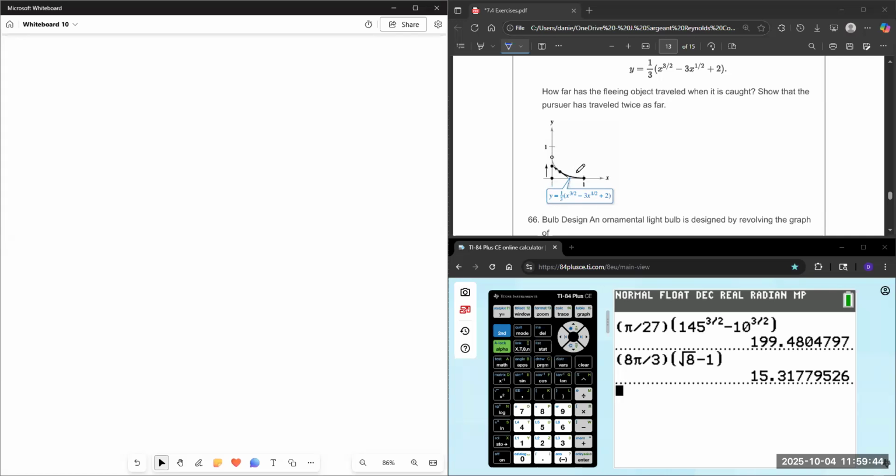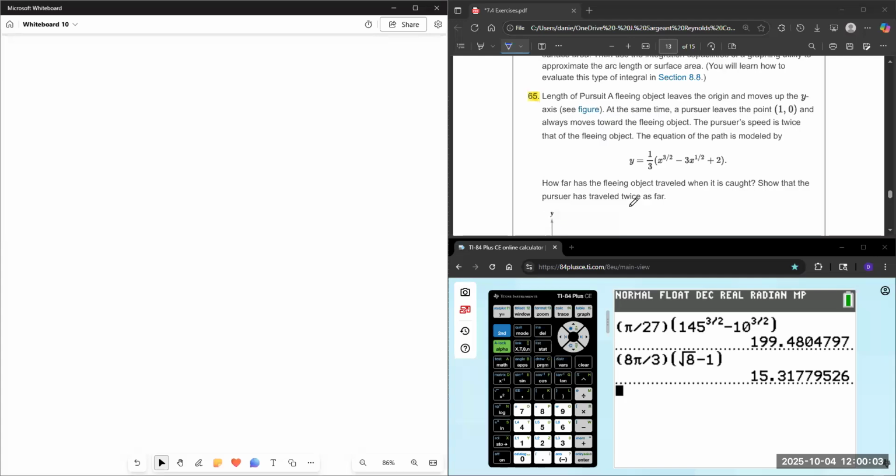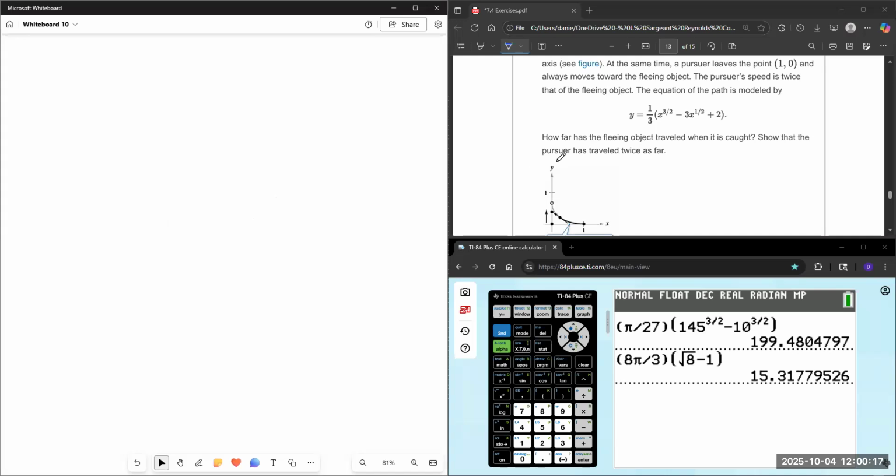Now, we know that the pursuer is going to have to travel faster than the fleeing object to be able to catch it, because it's going to have a longer distance to travel on this curved path than the straight path. They're telling us in the problem that the pursuer's speed is twice that of the fleeing object. So when it catches it, it should have traveled twice as far. But let's go ahead and prove all that with calculus now.